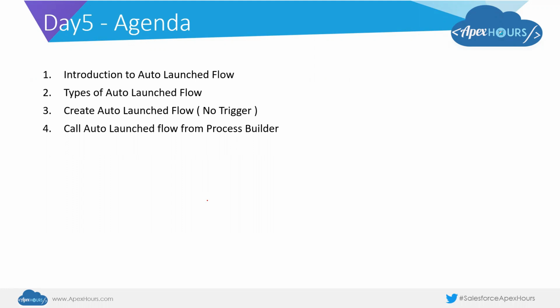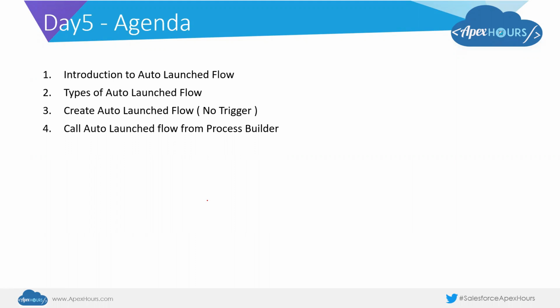So in this video, we are going to talk about auto launch flow, and this is going to be fun because we are going to learn a lot of new things over here. We'll also talk about the different types of auto launch flows. Then we are going to create two or three practical flows, which are related to near real-time requirements. And then we are going to call this auto launch flow from our process builder.